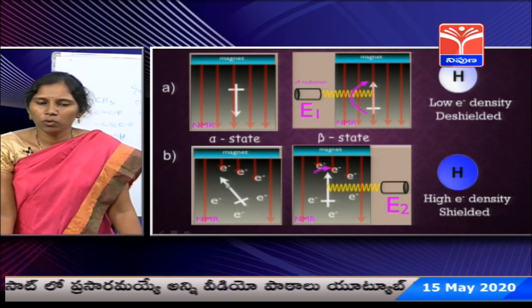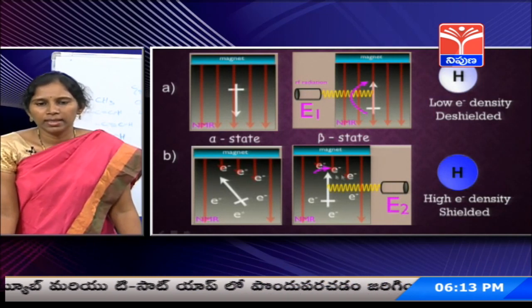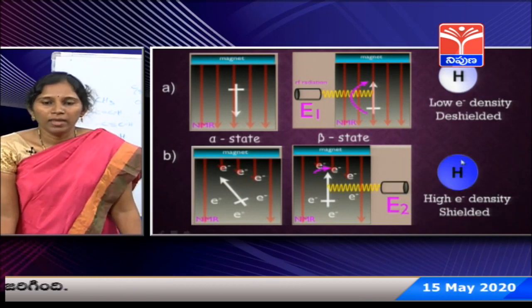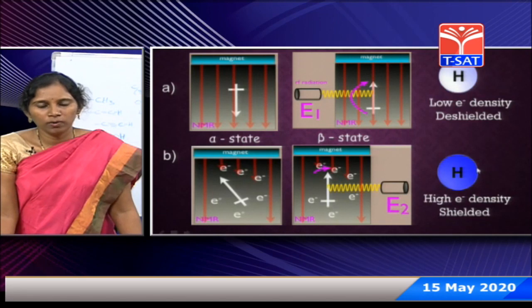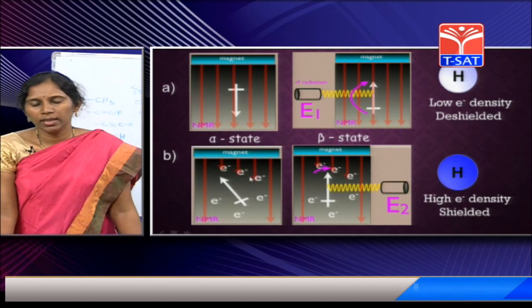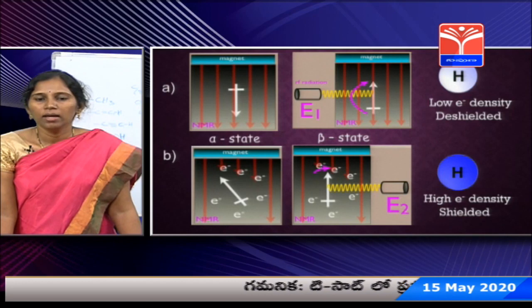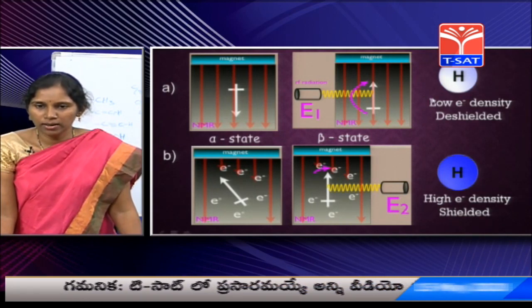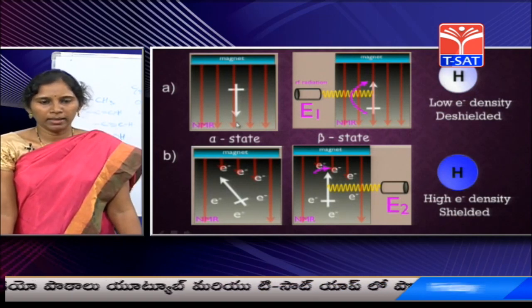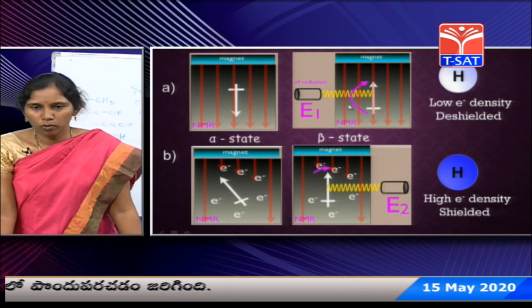But here if you look at the arrow, it is with small efforts only that we will bring it back to beta state, and hence low energy is needed for this. If the electron density is high around the nucleus, easily with the minimum energy only they will come to beta state, and with minimum frequency only resonance takes place. Whereas in case of low electron density, there is no induced magnetic field, thereby we have to give a high amount of energy to get back to beta state.